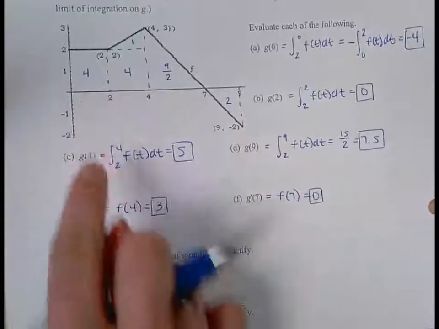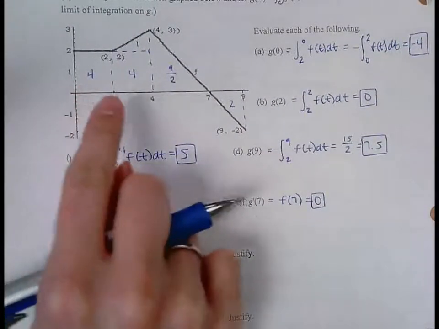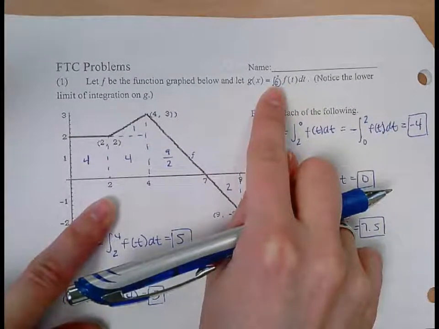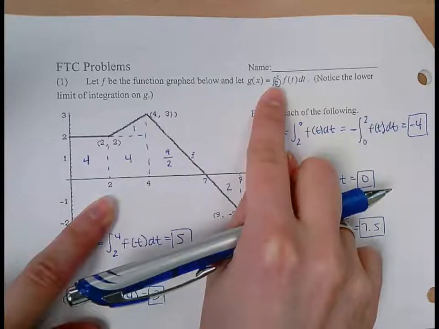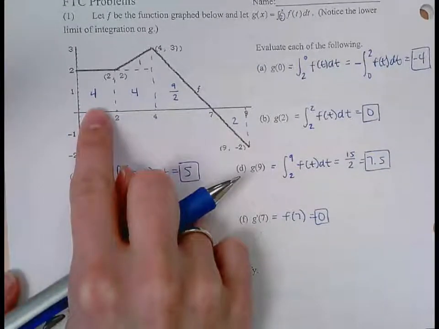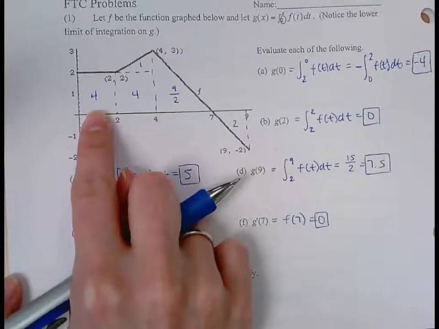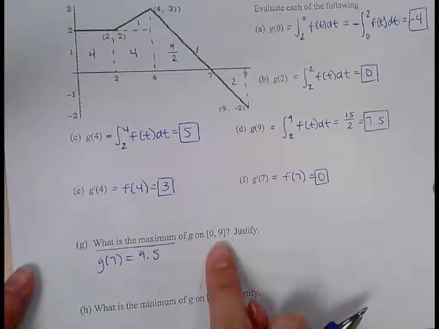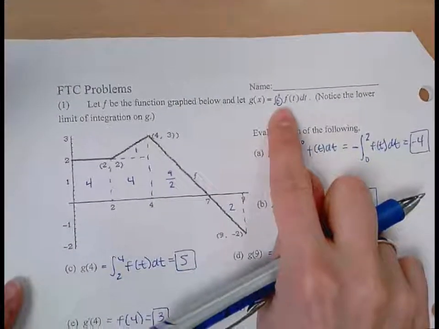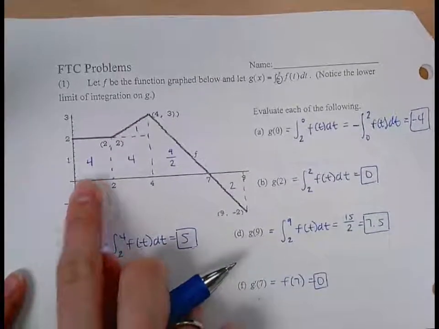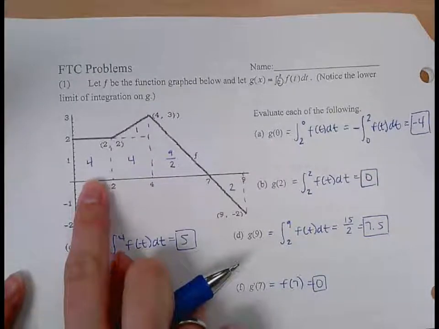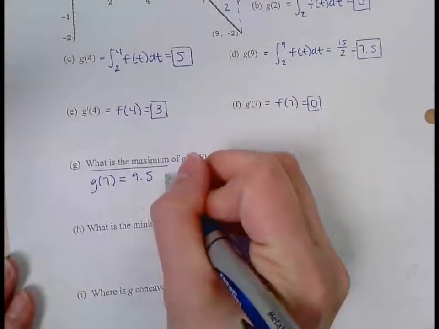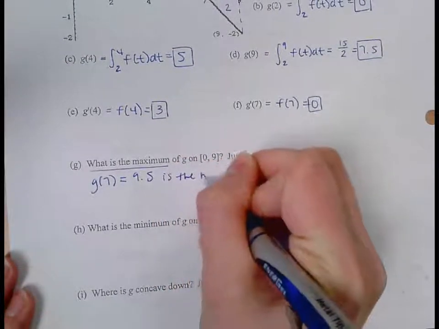You're not including this, because remember, G starts at 2. If you start it from 0, then this 4... No, don't start it from 0. Well, it's still on the interval from 0 to 9, but G is defined to start at 2. So you wouldn't include this rectangle here. Okay, so G of 7 is 9.5. Is the maximum.